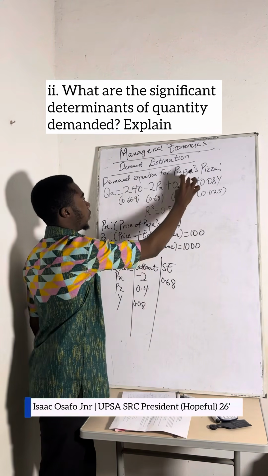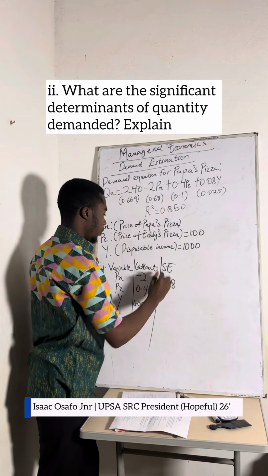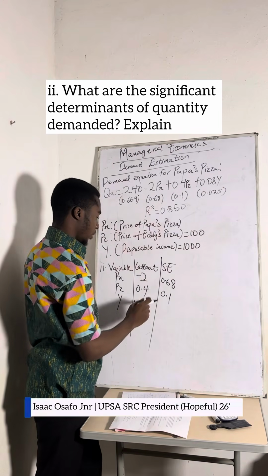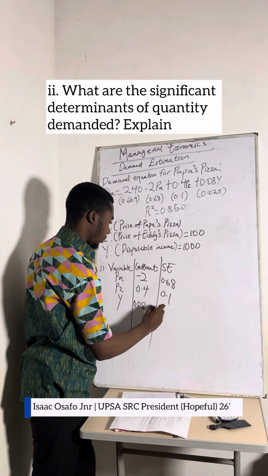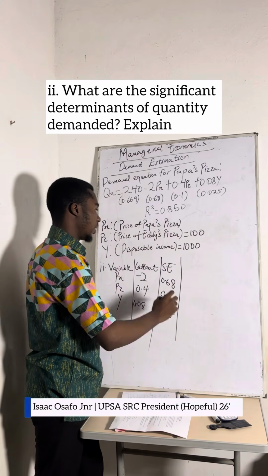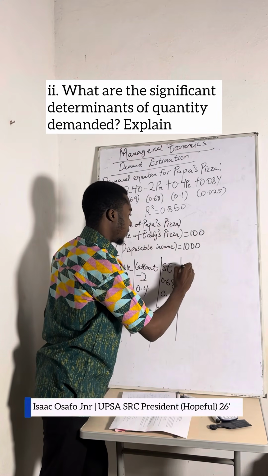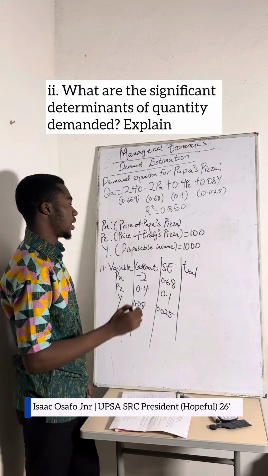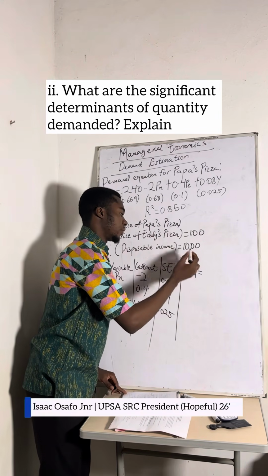Then 0.4 for PZ, the standard error was 0.1. Then 0.08, the standard error was 0.025. So after that, we now find our T value, or our T cal. You can write it as T, then bring a CAL here. And the formula for it in the previous video, I'm sure you remember.